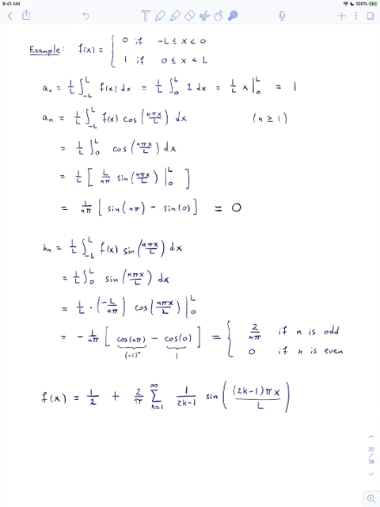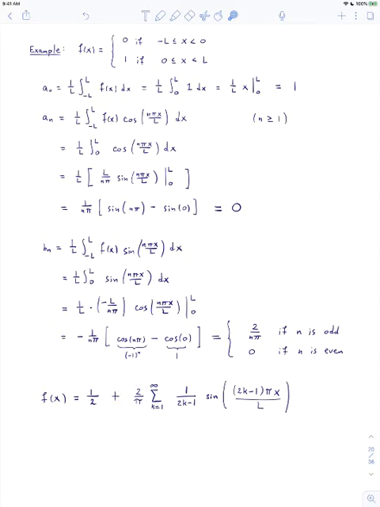If it's odd, then you'll get minus 1 minus 1, so that's a negative 2, times this term out in front. So negative of a negative is a positive, 2 over n pi. So it's 2 over n pi if n is odd and 0 otherwise. So we have this a0 term. So a0 is 1, so that's why there's a 1 right there. That's the a0 term. And then it's plus 2 over n pi.